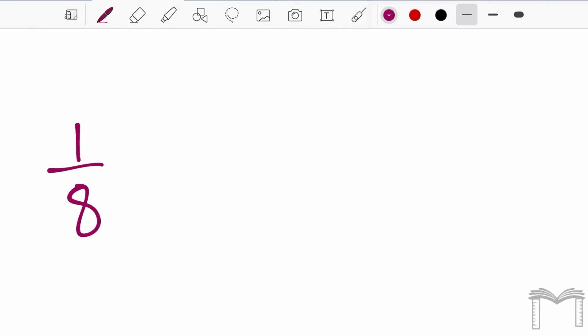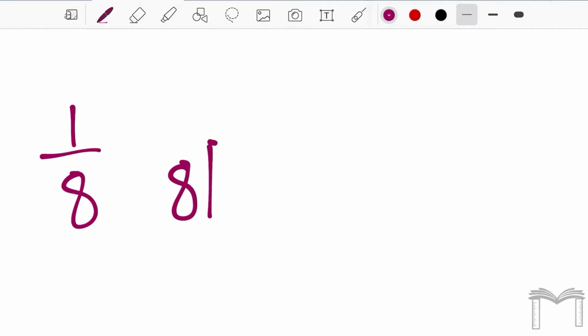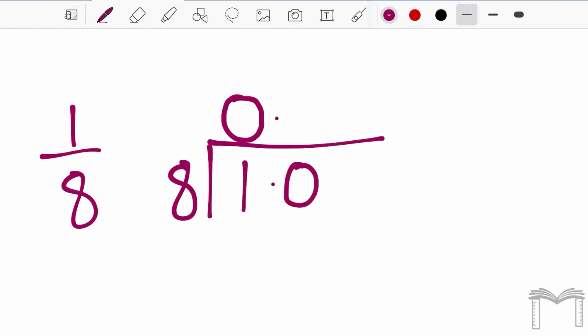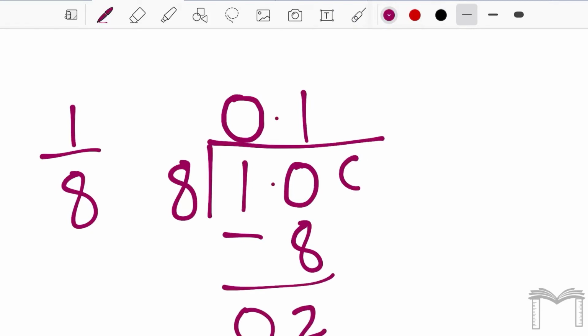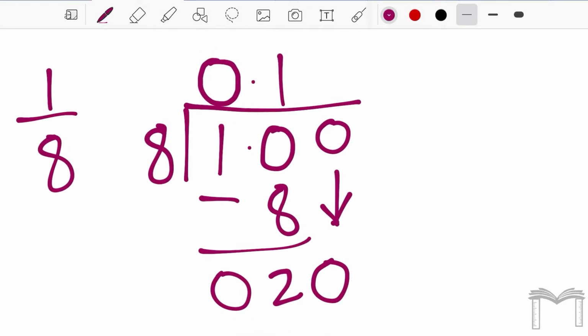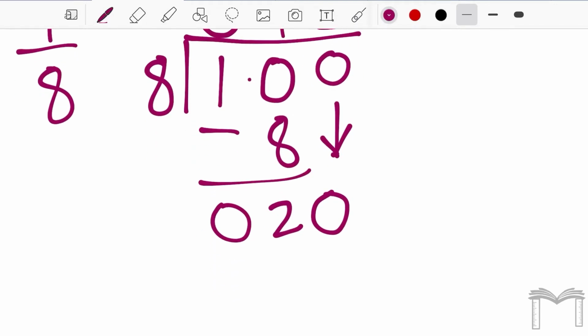So what we can do, we can say numerator divided by denominator. So that's 8 into 1. 8 into 1 is 0. We put a decimal point. We add a 0. 8 into 10 is 1. 1 times 8 is 8. Subtract. We get 2. Add another 0. 8 into 20 is 2. 2 times 8 is 16. Subtract, we get 4.